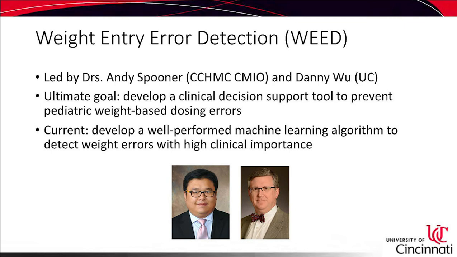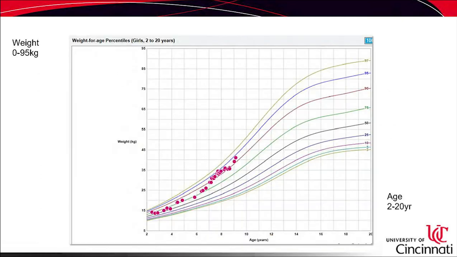So the ultimate goal is clinical decision support. Can we have a reliable decision support tool, a CDS tool, that can detect weight errors and prevent weight dosing errors? The first step definitely is the machine learning piece, right? How do you train an algorithm that can at least do that? And then we can consider the human piece around it. So let me dive into it and tell you a little bit more about that.